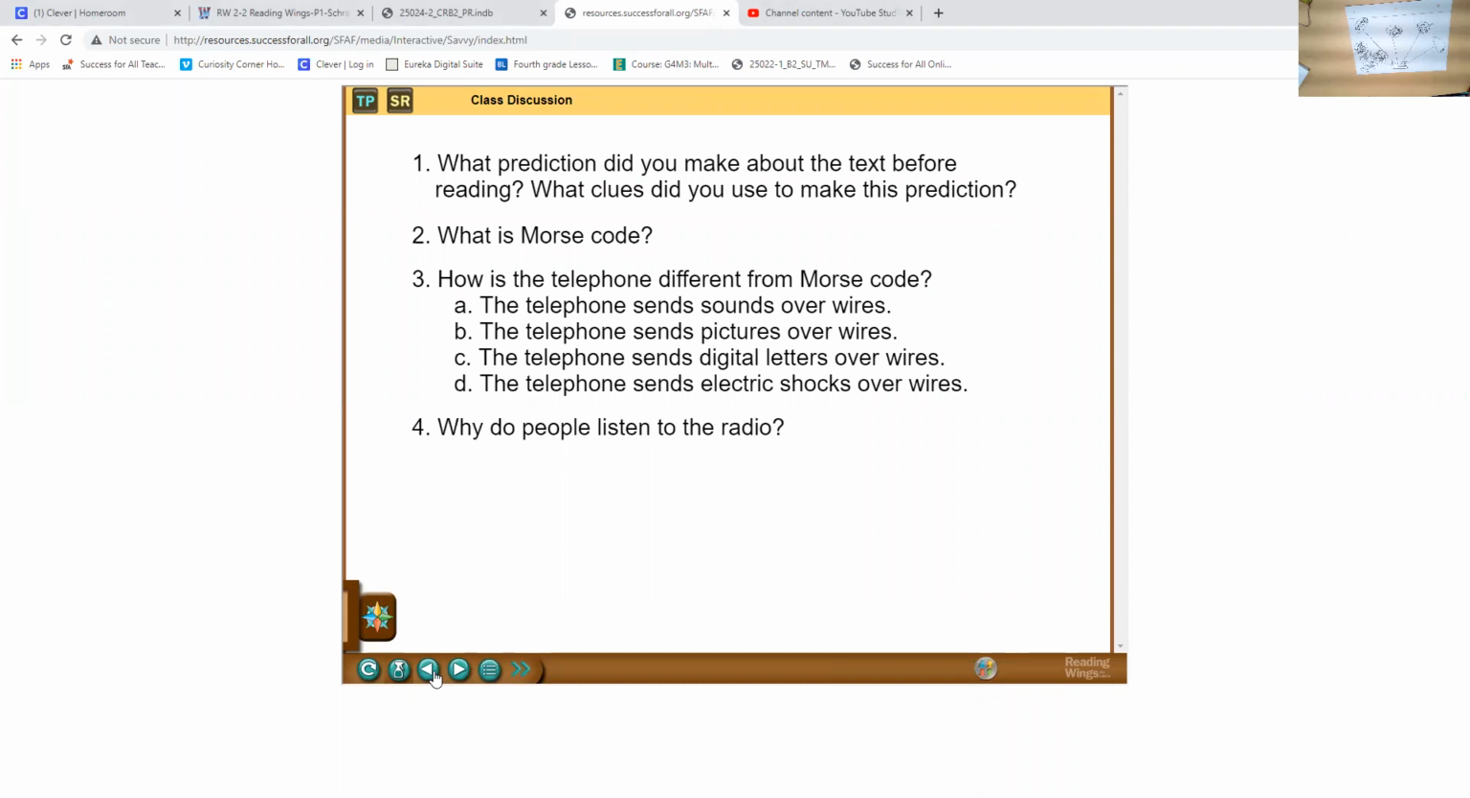So we've been talking about predicting and what that looks like, and we've made an idea tree to help us summarize our information as we go along. And we have talked about our new vocabulary words. That is our lesson for today.